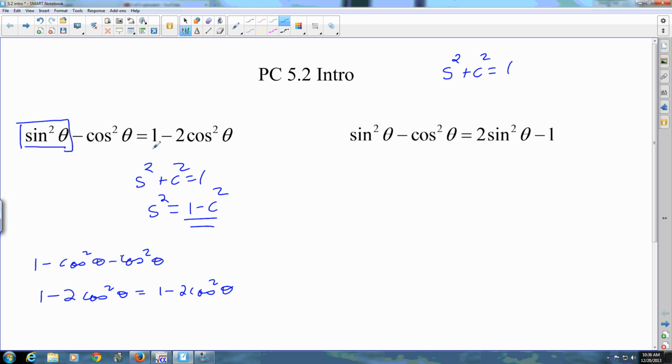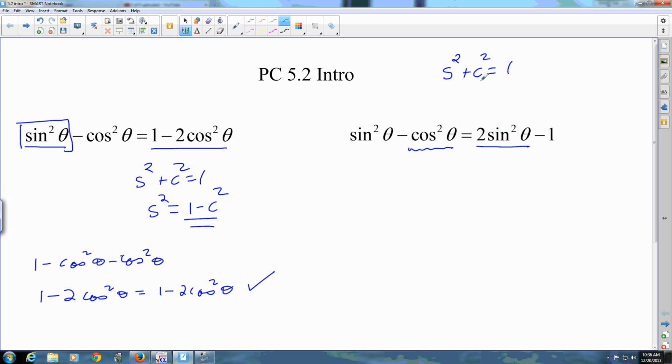Remember, you're leaving the right side alone. You don't touch the right side. So there you go. It worked. This one, sine squared minus cosine squared is 2 sine squared minus 1. It only has sine squared in it, so that should focus you that you need to get rid of this.